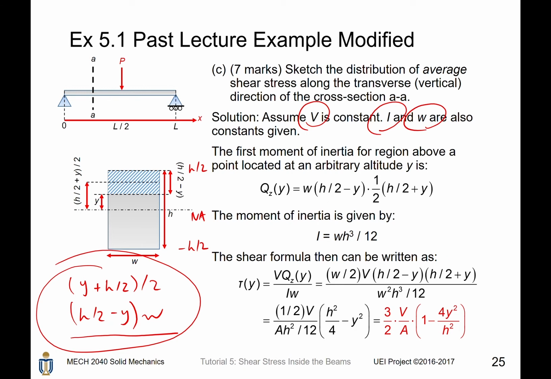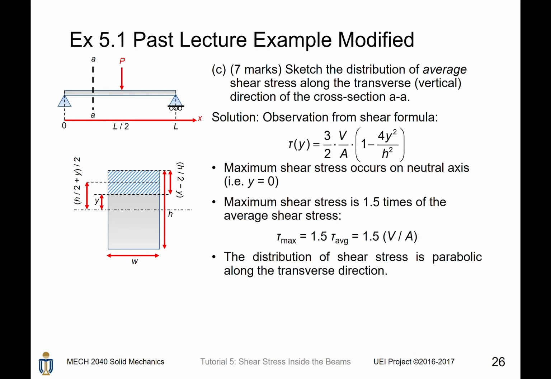Now we do some cancellation regarding this shear formula. We know that this w can be cancelled with this w. Then the denominator only has wh cubed remaining. But we know that the cross-sectional area of this cut surface is given by wh, which means we can rewrite wh cubed to be A h squared. Then we further simplify this expression by taking h squared divided by 4 out from this bracket. Then we get the result, which is 1.5 times V divided by A times 1 minus 4y squared divided by h squared. So what does that mean?